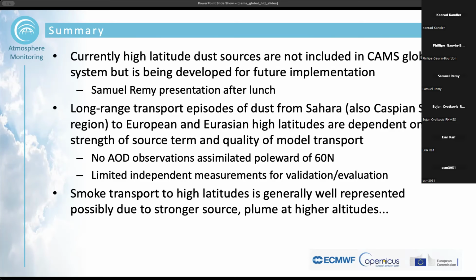And then finally, smoke transport seems to be better represented. I think this plus high latitude dust sources will generally lead to us having better representation of aerosols at higher latitudes, which would then have benefits for NWP as well as atmospheric composition monitoring.